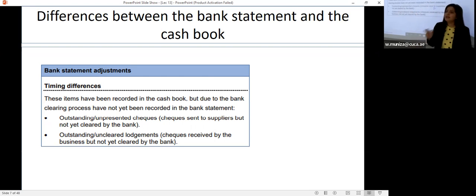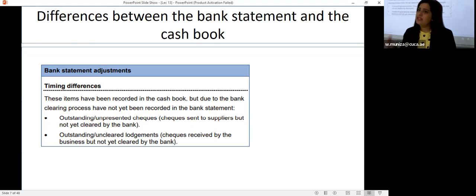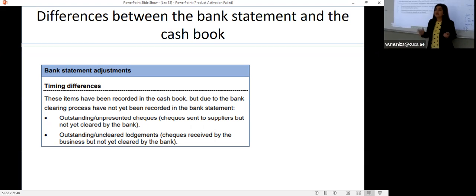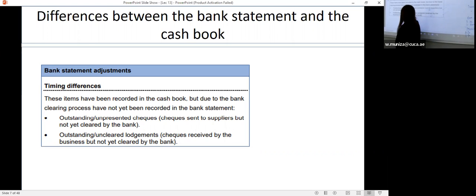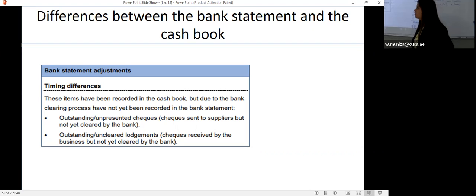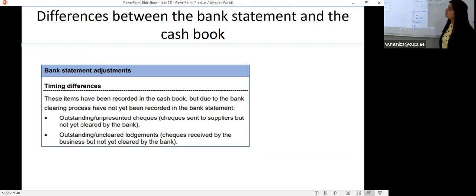Outstanding lodgements or uncleared checks are those which you have received from your customers and the organization has already debited in the cash book, but the bank has not yet credited them in your bank statement. So that is why uncleared checks are going to be credited in the bank statement. Students, sometimes outstanding or uncleared lodgements are also called uncredited checks. In the exam, they can call these checks by this third name also. Outstanding lodgements or uncleared lodgements are checks received by the business but not yet cleared by the bank. So if there are outstanding or unpresented checks, you debit them in your bank statement. If there are outstanding lodgements or uncleared checks, you credit them in your bank statement. I hope that everyone is clear up till here.